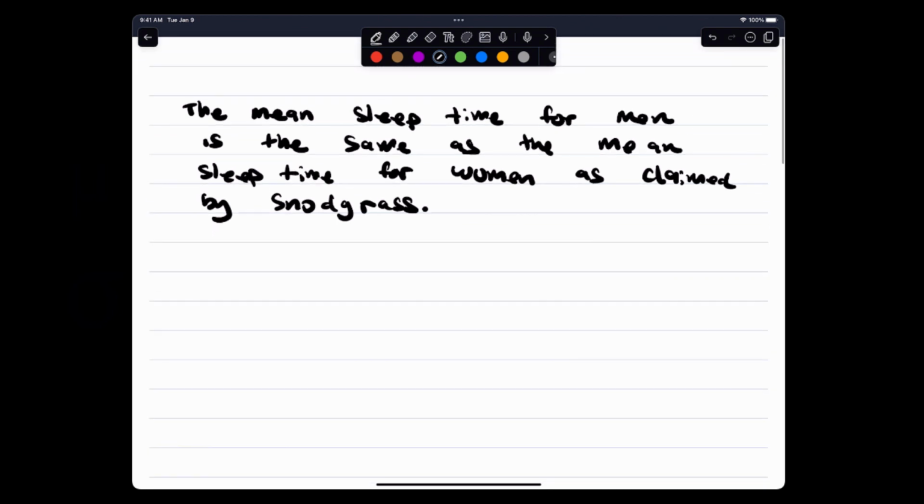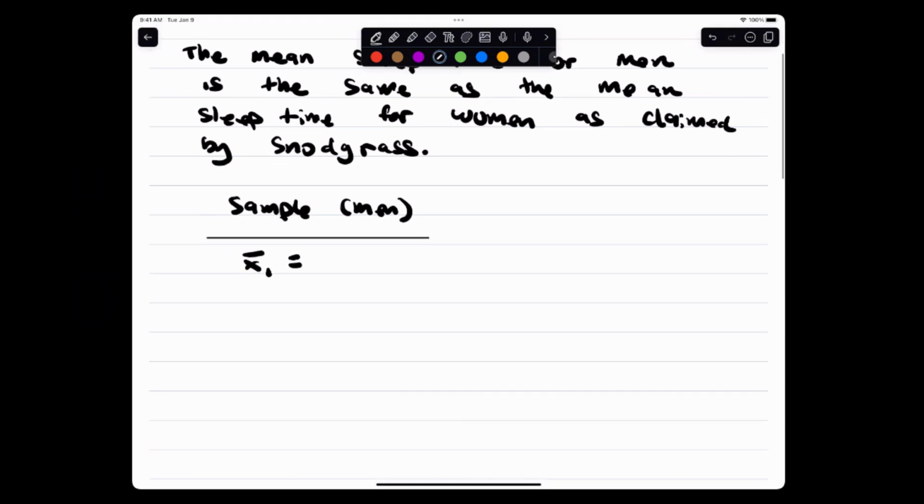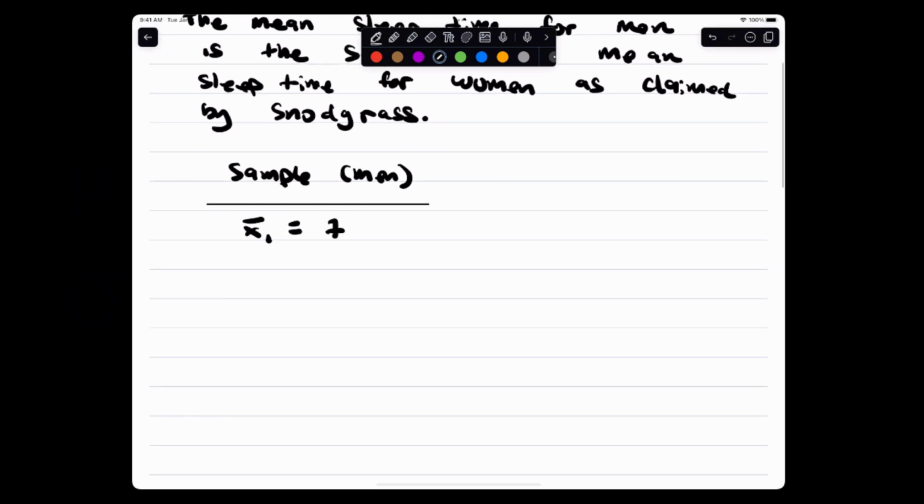Now I'm going to give you some sample information. So here's the sample information for the men. The sample mean for men is about 7.2 hours. Sample standard deviation, we'll say, is 1.8 hours. And the sample size was 120. Okay?